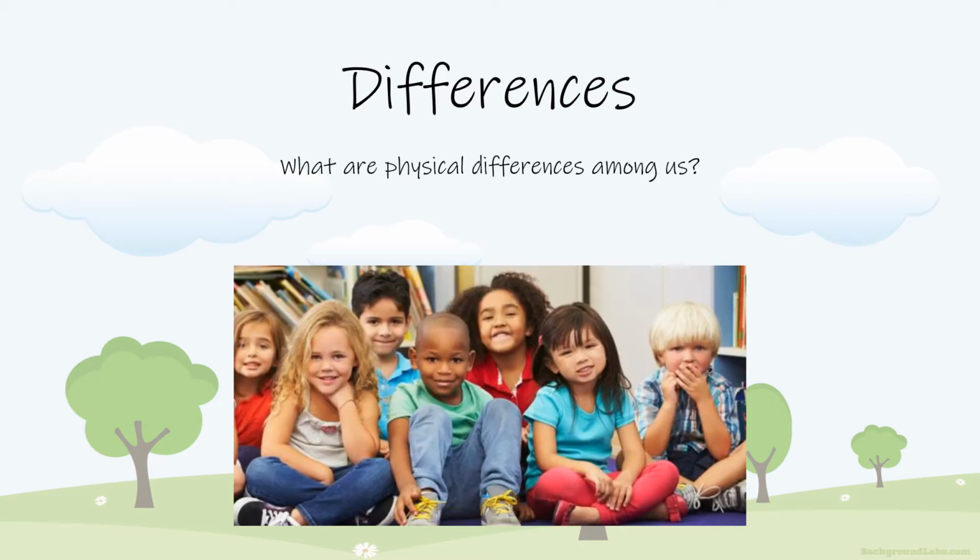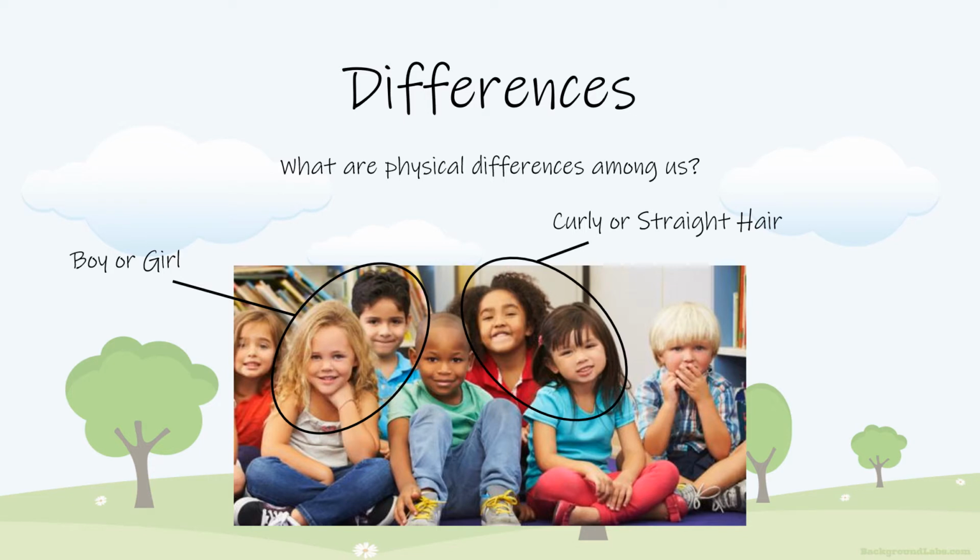What about differences? What are physical differences among us? The first thing that comes to my mind is that some of us are girls and some of us are boys. What are other things that you notice with this group of children that are different? That's right, some people have straight hair, some people have curly hair. Another difference between people is the color of our hair. Some hair is brown, some are blonde, like the children in the picture. Some people have red hair, orange hair, black hair, gray hair, and every color in between.